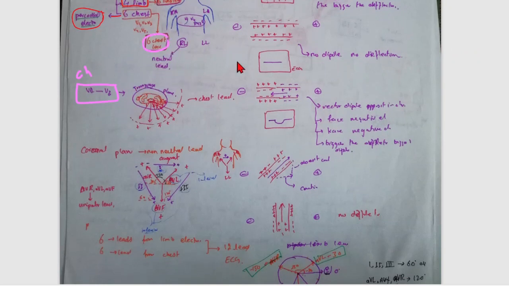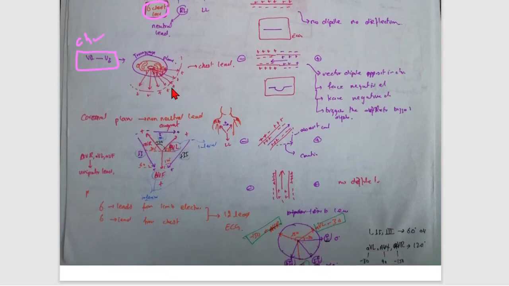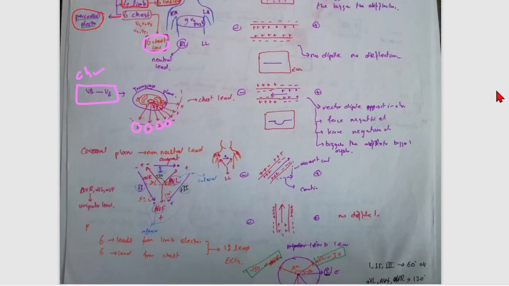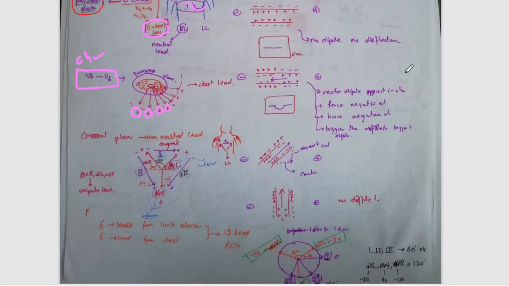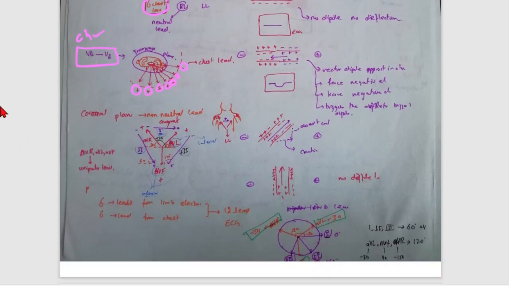In the transverse plane, if for example this is your body and you cut the body and look from the transverse section, the chest leads see your heart from the transverse section. So this is your heart, this is the thoracic cage. You put all the leads, 1, 2, 3, 4, 5, 6, on the chest like this. So these are six electrodes and six leads. They see the electrical activity of the heart through the transverse plane. This is the chest lead.